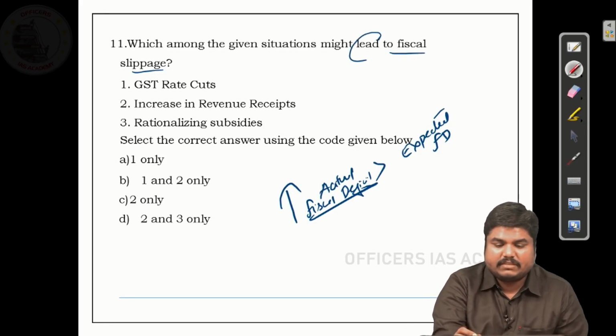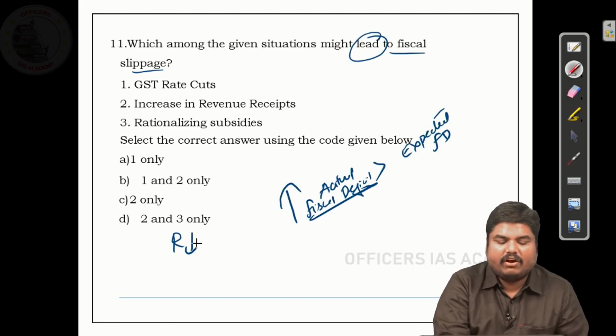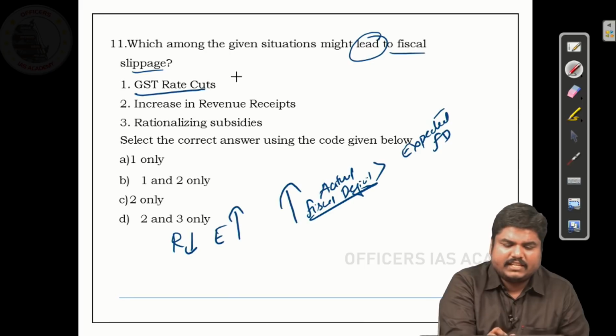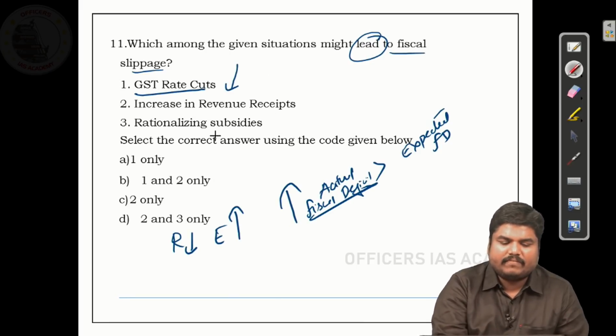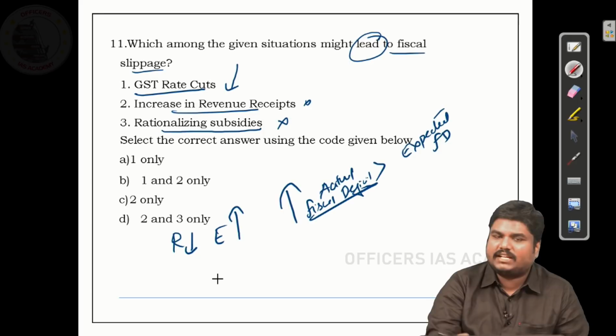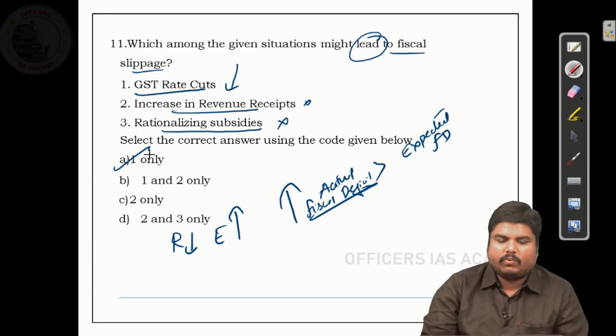So which among the given situations might lead to fiscal slippage? When there is a fall in revenue or when there is an increase in expenditure, you will be getting a fiscal deficit, fiscal slippage situation. When there is GST rate cuts, revenue will fall. When there is an increase in revenue receipts, revenue is going to increase, so that cannot be a situation which leads to fiscal slippage. Rationalizing subsidies will reduce the expenditures, that also cannot cause fiscal slippage. 2 and 3 will not be the correct option. So answer is going to be 1 only. So answer is A, 1 only.